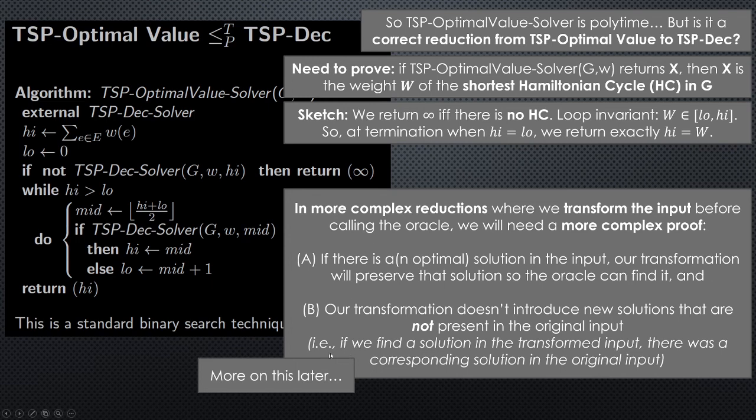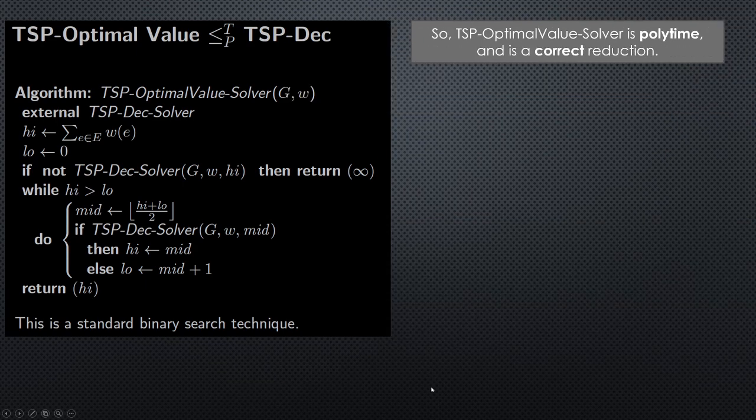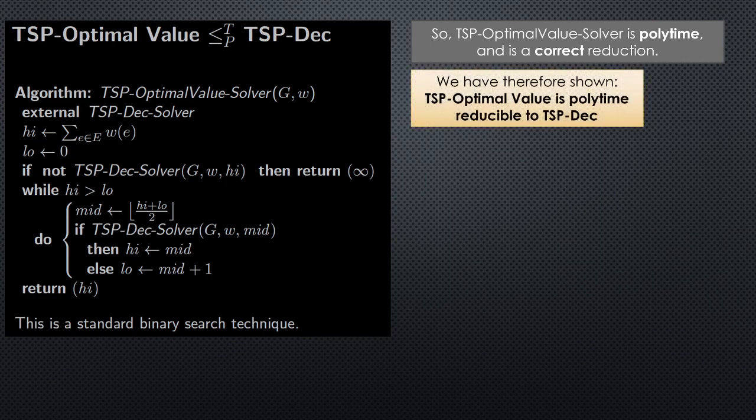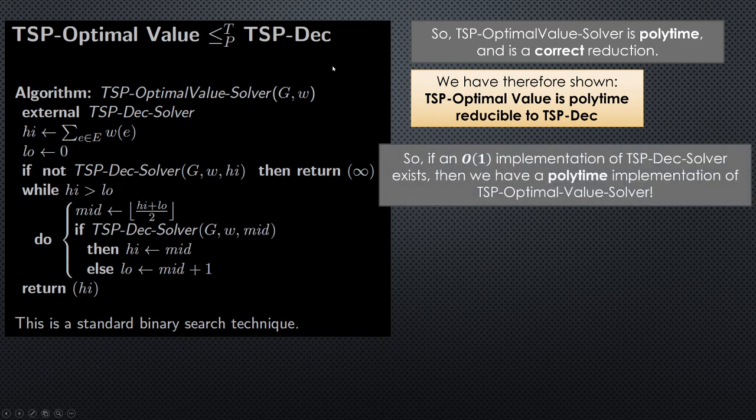So what this means is if we find a solution in the transformed input, there should be a corresponding optimal solution in the original input. Okay, and we'll say more about this and be more precise about this later. Okay, so this is a polytime correct reduction. So we have shown TSP optimal value is polytime reducible to TSP decision. So if we have an O of 1 time solution to TSP decision, then we have a polytime implementation of TSP optimal value solver, which is a polytime solution to TSP optimal value.